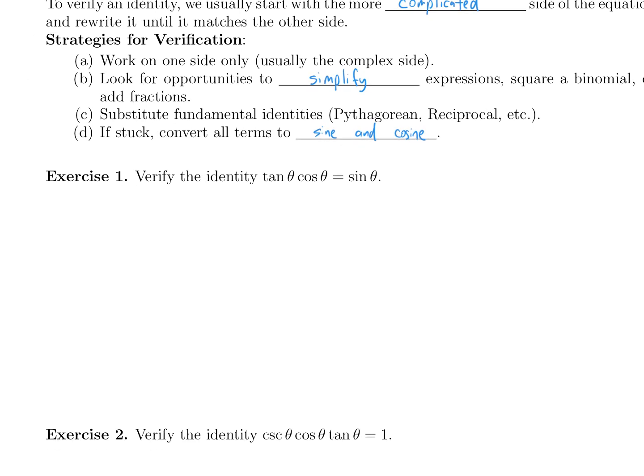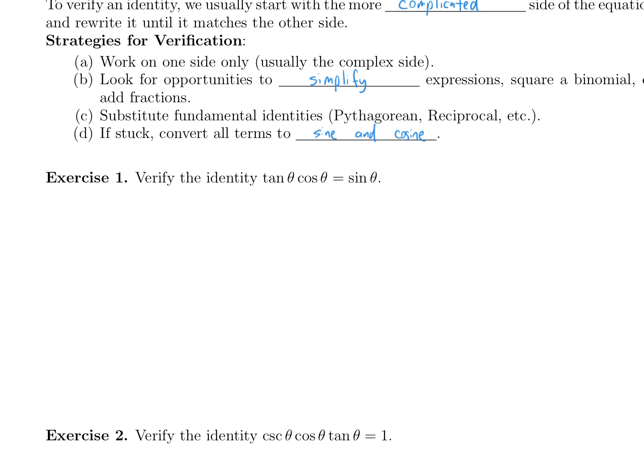As you can see, we have tan theta times cosine theta equals sine theta. And as you can see, the left side is clearly more complicated than the right side. So let's start on the left side. The way you can start this is by rewriting tangent as sine theta over cosine theta. All right, that's a good start. And then you want to multiply that by cosine theta. And hopefully that will equal sine theta, which you will see it will.